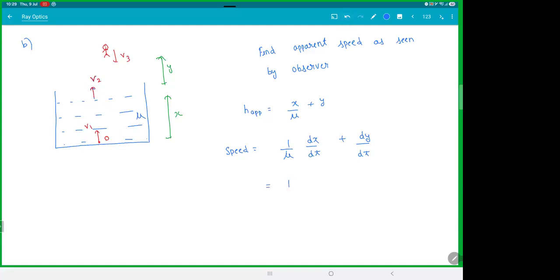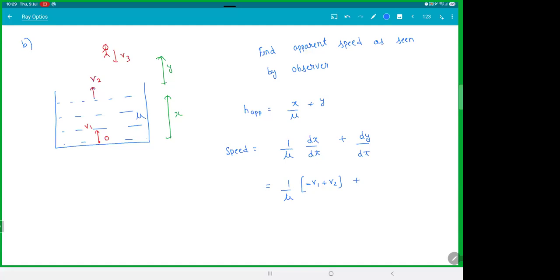So keep it very simple. What is V1 doing? Is V1 increasing x or decreasing x? When the object goes up, what happens? X is the distance between the object and the interface. It is decreasing, so minus V1. If V2 is going up, what is happening to x? It is increasing, so plus V2.